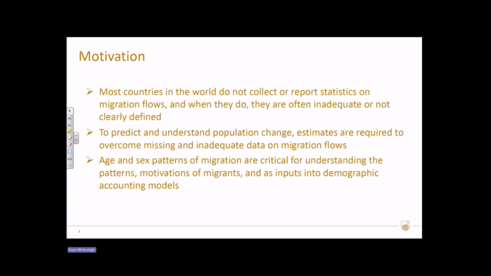But first, I've got a few introductory slides for the non-migration people in the room. First of all, most countries in the world do not gather statistics on migration flows. We don't know much at all about migration, especially outside Europe: where people are going to, where they're coming from, what the numbers are, how they're influencing change. And even when countries report statistics on migration flows, they're hardly ever comparable, measured differently. They don't capture everybody in the population that you want, or they're not clearly defined. You might only have foreign workers, and you don't really know what that means.